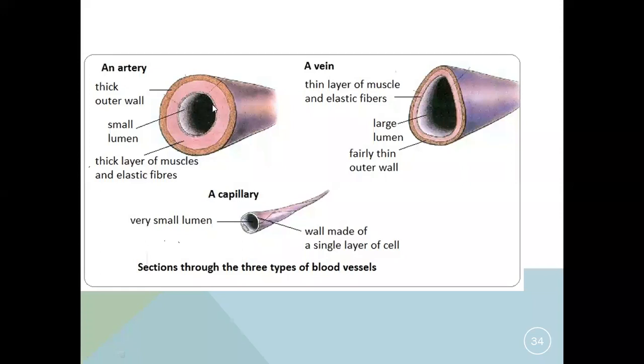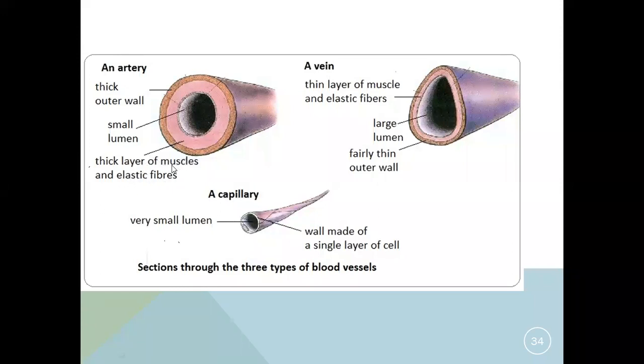Now it has a small lumen, right? It has a small lumen so that it maintains the blood pressure, so that the blood pressure may not decrease. Because of that, it has a small lumen. If it had a big, large lumen, the blood would not move at high speed, right? Another one is the thick layer of muscle and elastic fiber.